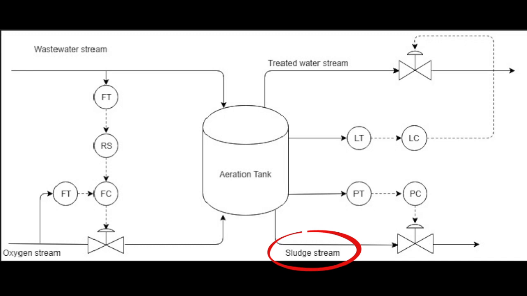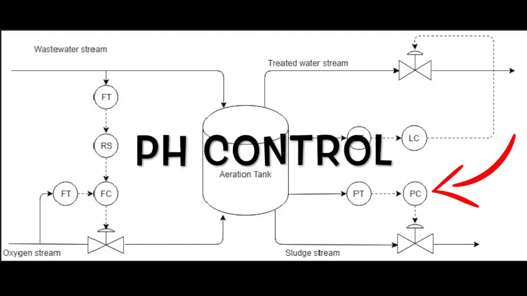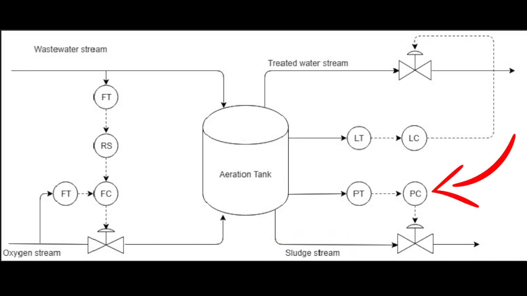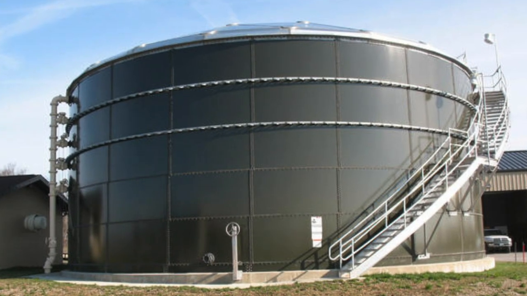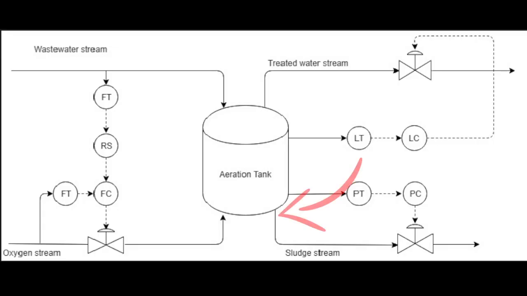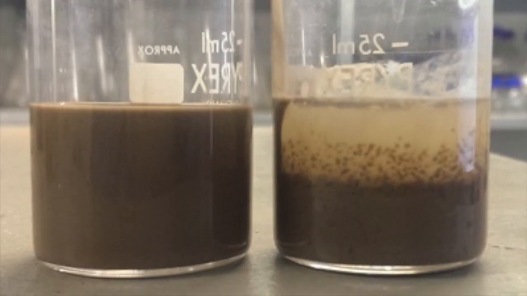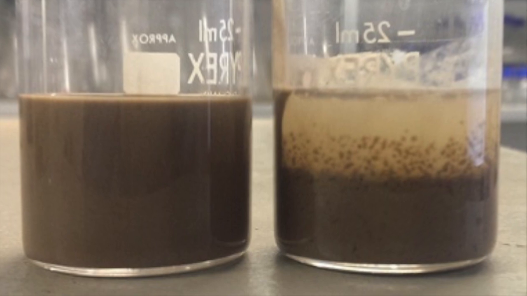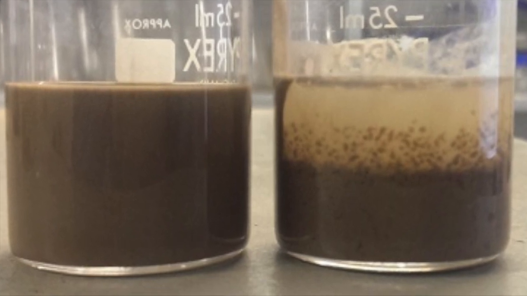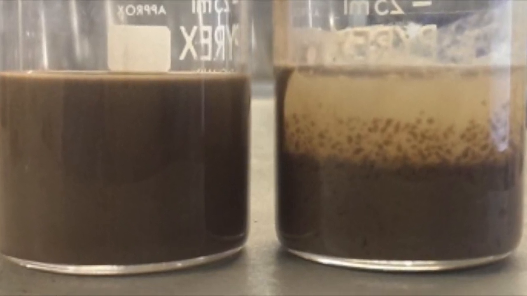For the outlet sludge stream, a pH control is introduced, so if the pH in the tank deviates away from the set point pH, the valve will open up and let the sludge flow through into the sludge holding tank. The position of the pipe should be at the bottom of the tank because sludge has higher density compared to water. Hence, it will always be at the bottom of the tank. This will ease the process of removing the sludge.